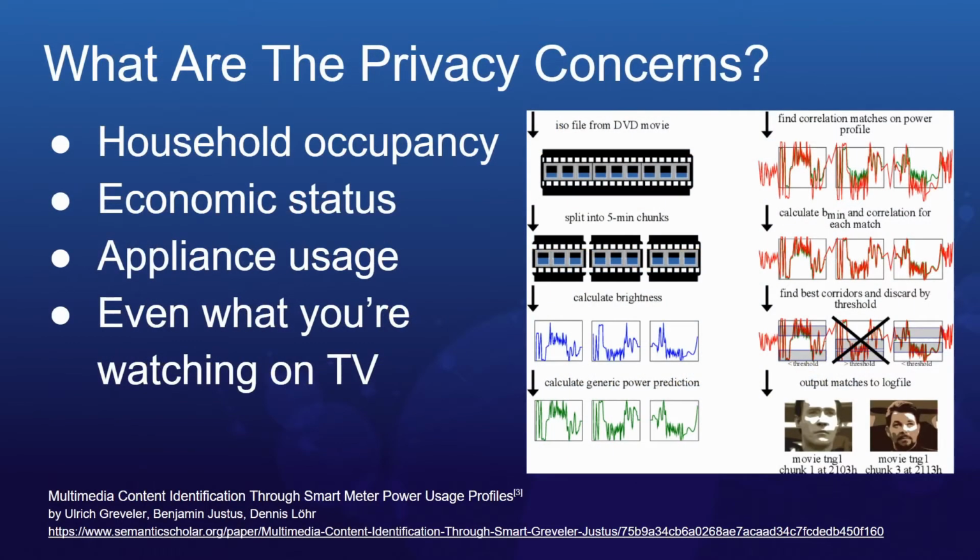However, with these advantages also come some serious privacy concerns. With this fine-grained data, it might be possible for someone to identify the number of people living in a house. They might be able to find out somebody's economic status, when they're at home, what appliances they're using, and what time they're using them. And even with fine-grained enough data, it can be possible to detect what you're watching on TV, according to Baylor et al. in "Multimedia content identification through smart meter power usage profiles."